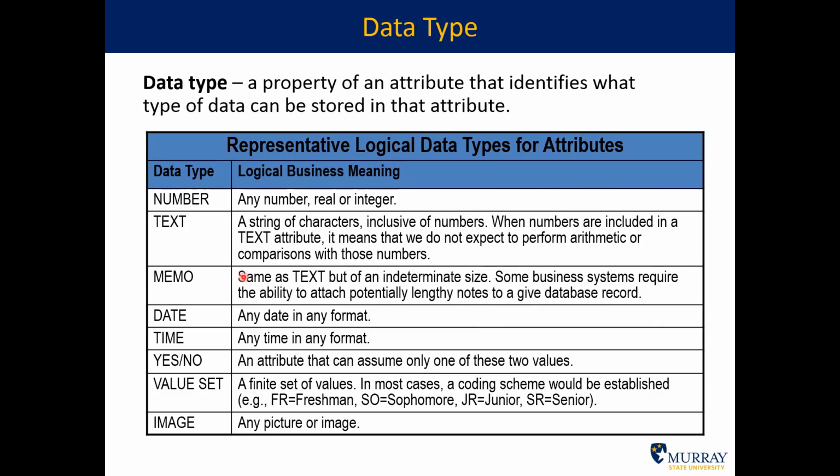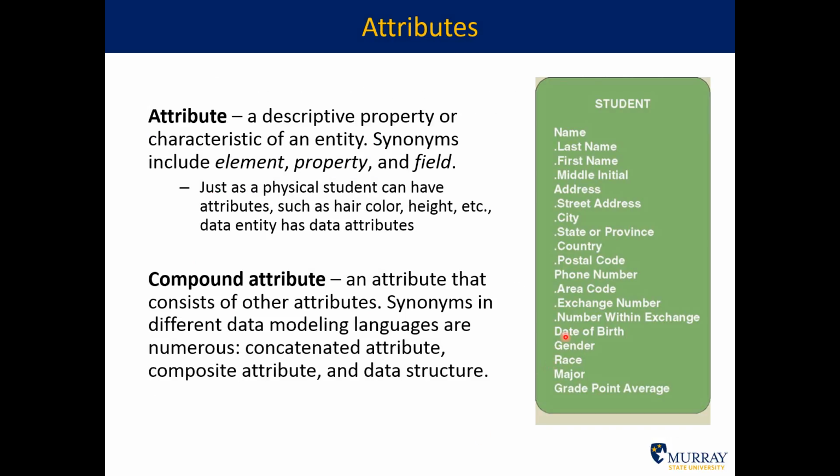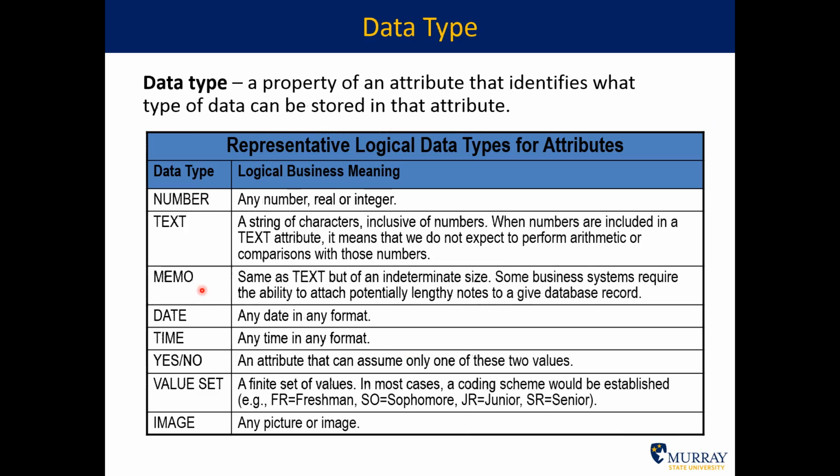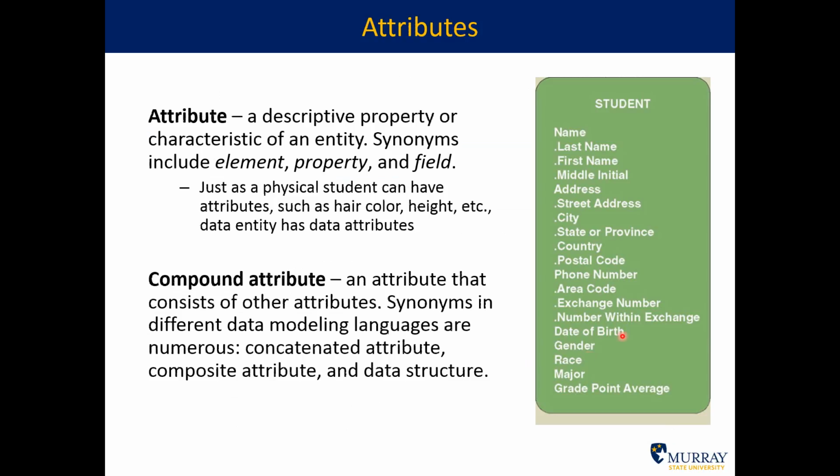Then we have something called memo. Memo is the same as text, but it's of a larger size or indeterminate size. In this entity we don't have an example of something that clearly seems to be a memo type. But an example of that would be, let's say, customer complaint or customer question, right? A question can be asked with one paragraph of text, so that would be placed in an attribute with memo data type. Some attributes are of date type, for example, date of birth.